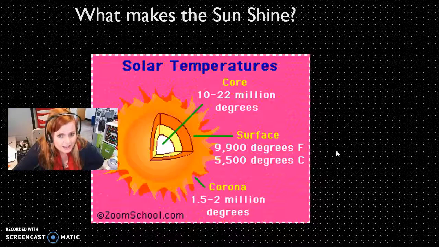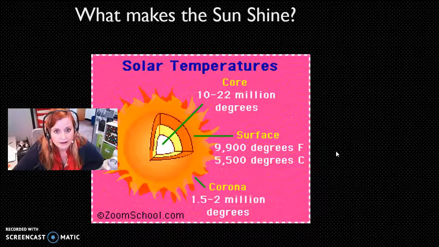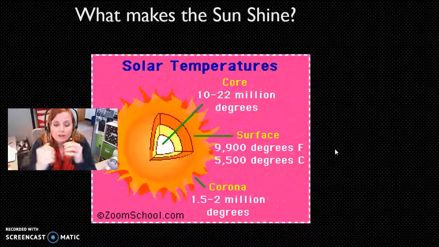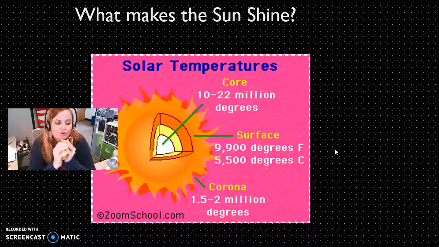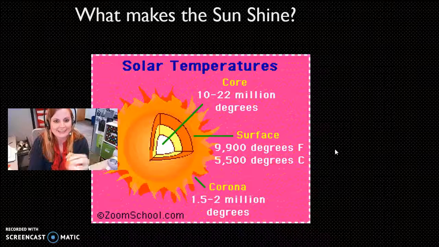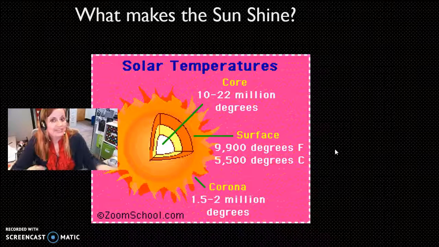So it's hot. It needs to be super hot and have a lot of pressure in order to overcome that strong nuclear force and force those two atoms of hydrogen together to form a single heavier atom of helium and release all that energy. Okay, so that is an important part, right?